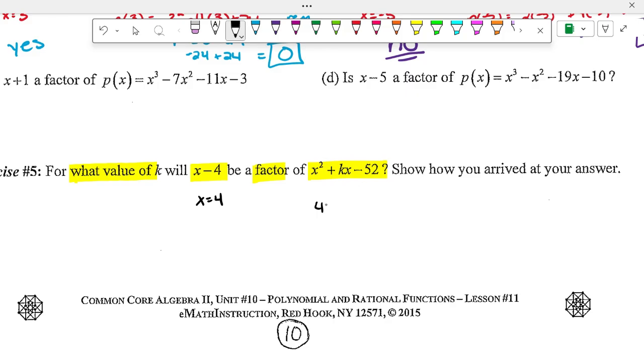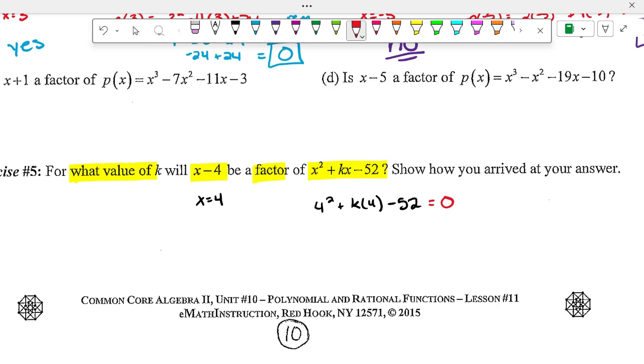So, I'm going to have 4 squared plus k times 4 minus 52. All right. Now, we got it down so there's only one variable. So if we set this equal to something, we have ourselves an equation. A pretty simple one at that. What do you think, if I want it to be a factor, I'm going to set this equation equal to? 0. Good. So we just got to set it equal to 0, simplify, solve for k.